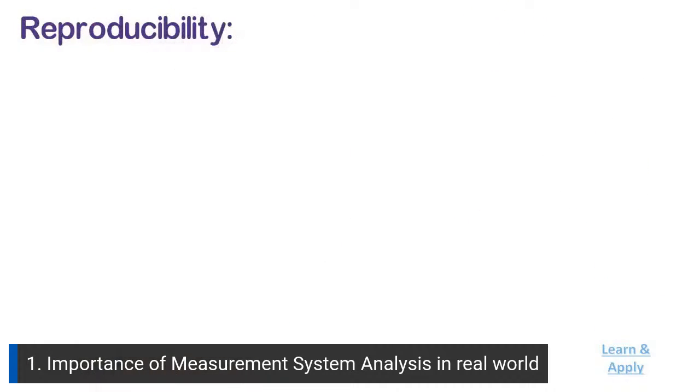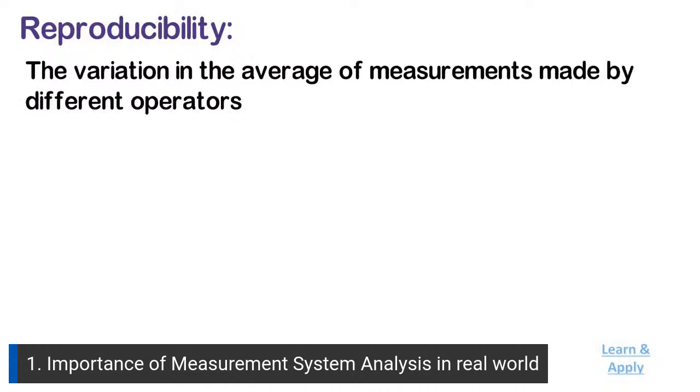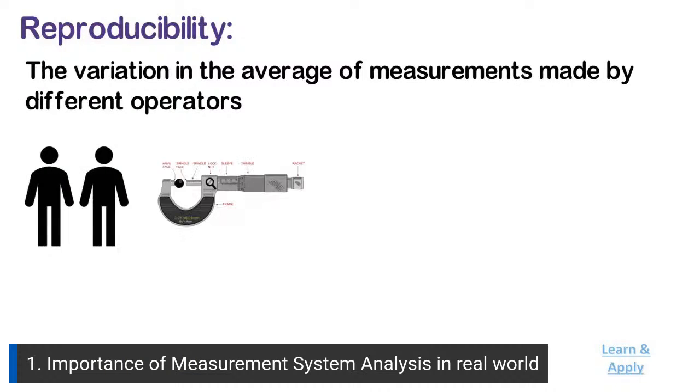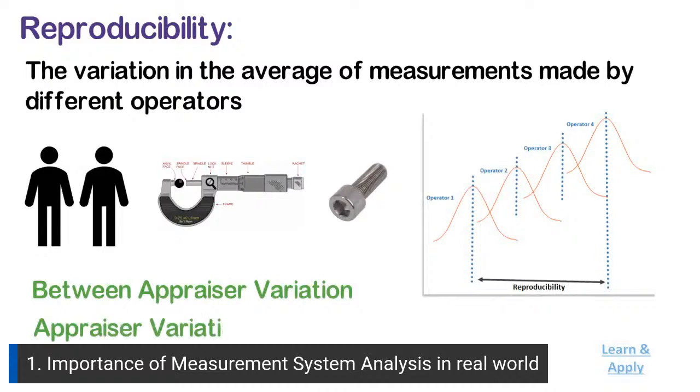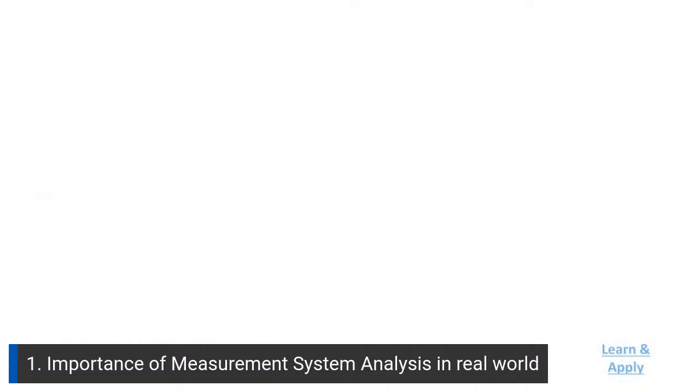Reproducibility. Reproducibility is the variation in the average of measurements made by different operators using the same measurement instrument for measuring identical characteristic of the same part. This is also called between appraiser variation, as well as appraiser variation, denoted by AV.